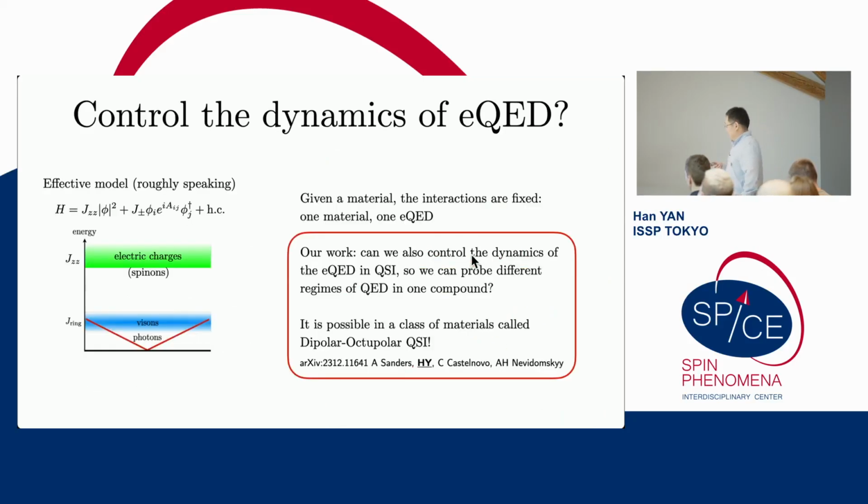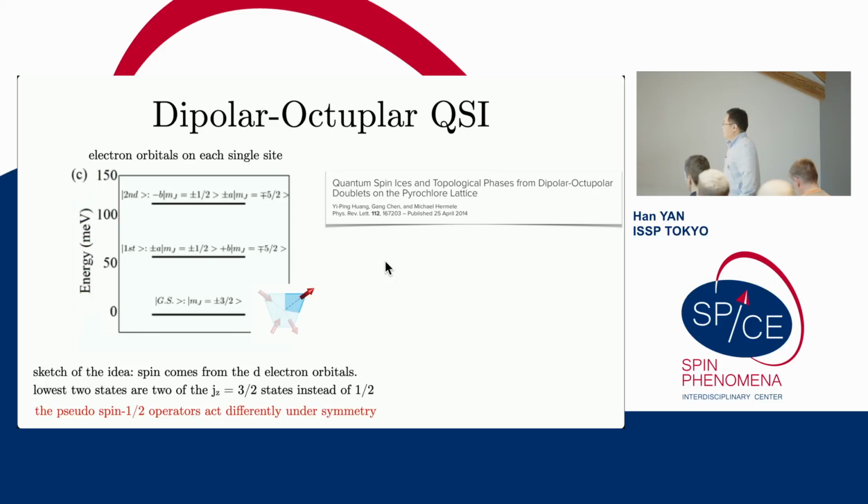So what we propose is that the story becomes quite significantly different in this dipolar-octupolar quantum spin ice. It's a new class of quantum spin ice materials. And in this particular class of materials, you can have accurate control of the quantum spin ice dynamics. So how does that happen?